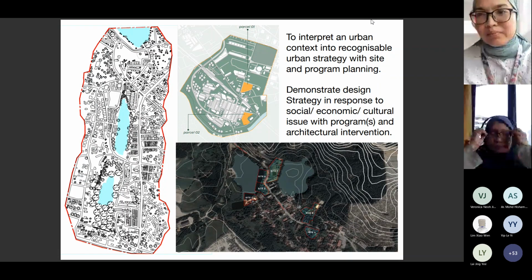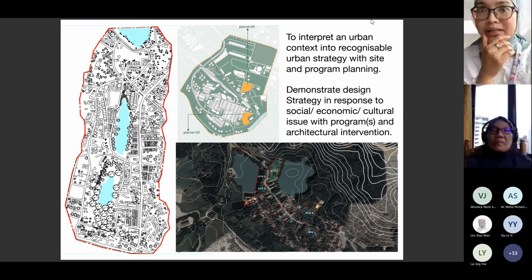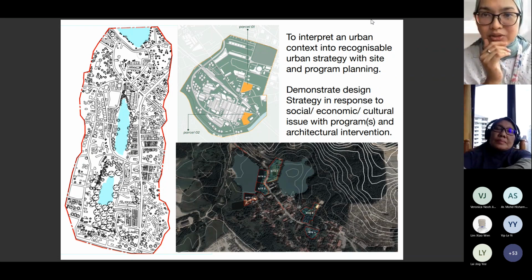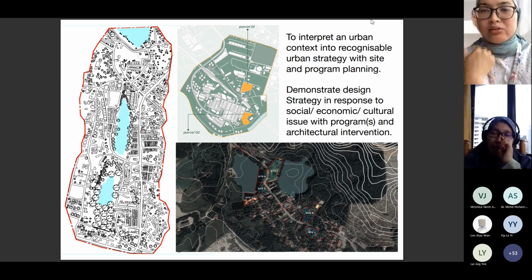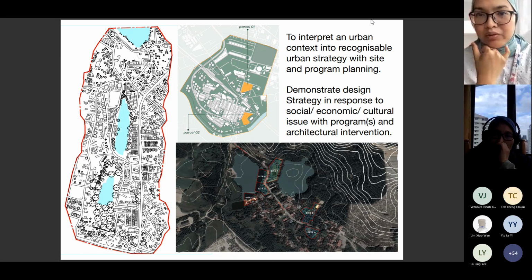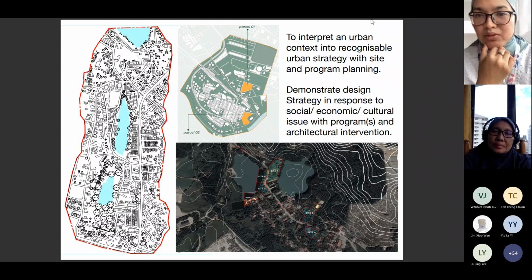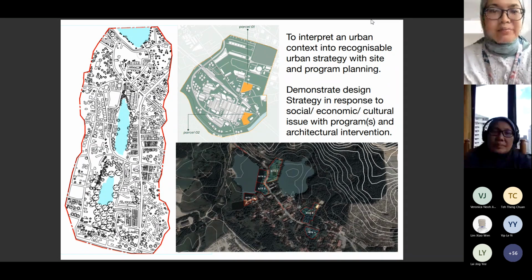So students, this is basically our expectation, their learning outcome for this subject. They should be interpreting an urban context into recognizable urban strategy with site and also program planning. At the same time, they should be able to demonstrate design strategies in response to social, economic, and also cultural issues with programs and also architectural interventions. All right, next, Veronica, probably the last slide actually.